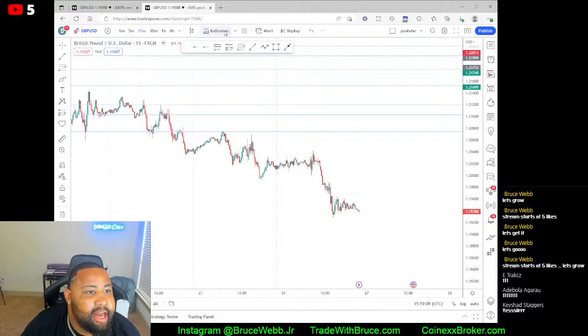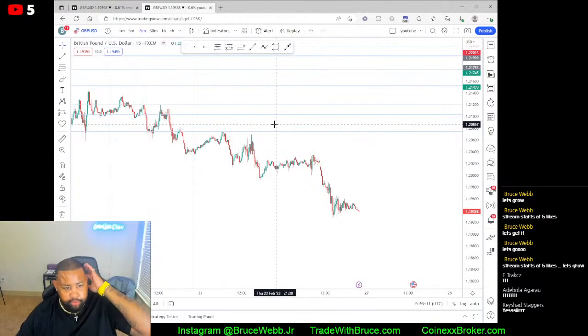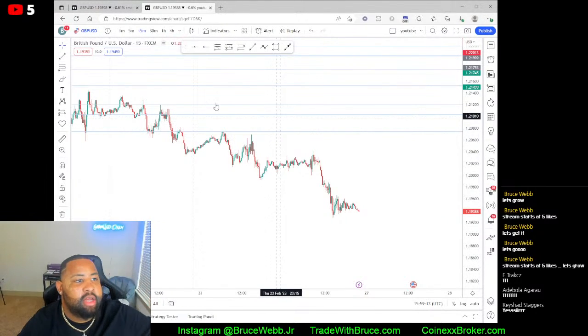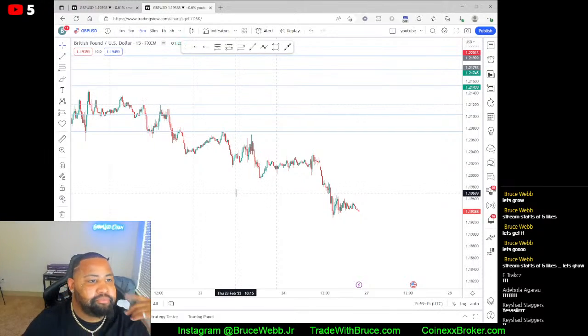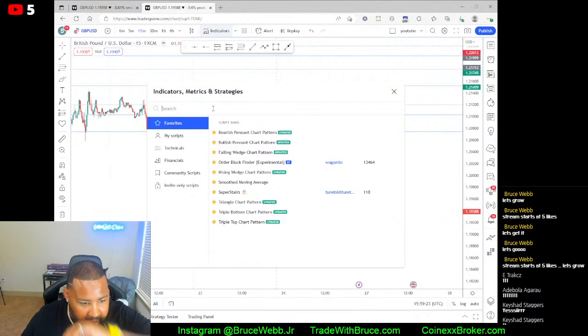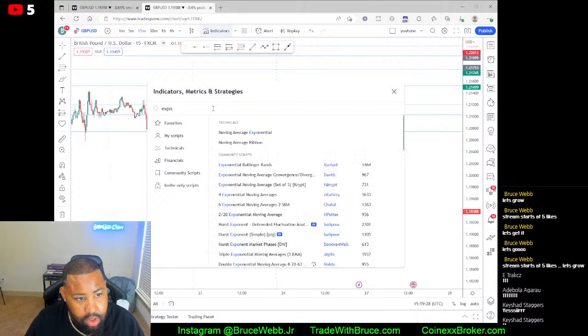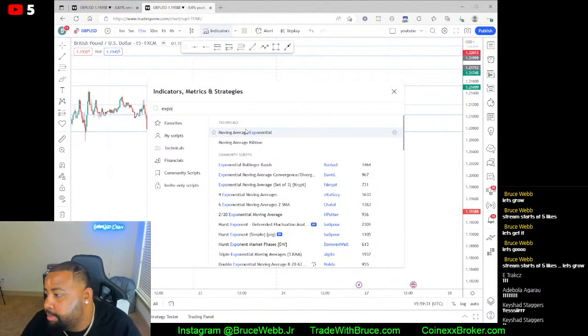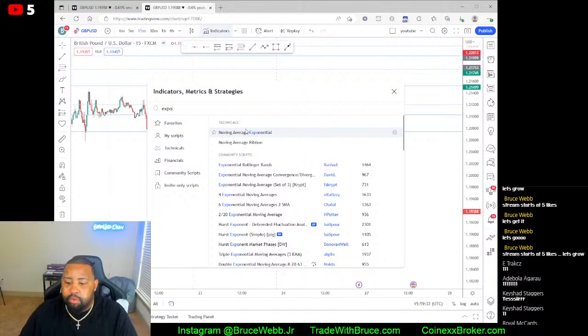All right, so let's add our indicator. This is TradingView. If you don't know, go to tradingview.com. Go to indicators. We're going to search exponential. Boom, Moving Average Exponential. If you just put in expo, it'll pop up.